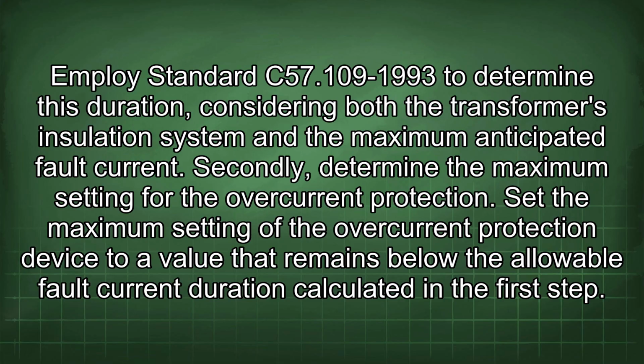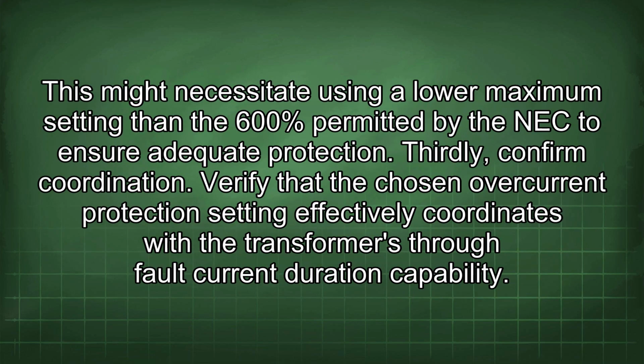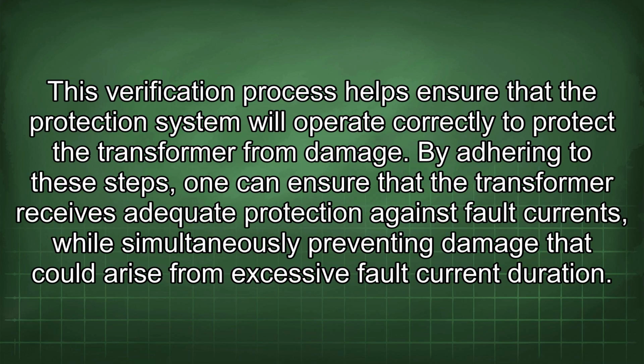Secondly, determine the maximum setting for the overcurrent protection. Set the maximum setting of the overcurrent protection device to a value that remains below the allowable fault current duration calculated in the first step. This might necessitate using a lower maximum setting than the 600% permitted by the NEC to ensure adequate protection. Thirdly, confirm coordination. Verify that the chosen overcurrent protection setting effectively coordinates with the transformer's through fault current duration capability. This verification process helps ensure that the protection system will operate correctly to protect the transformer from damage.